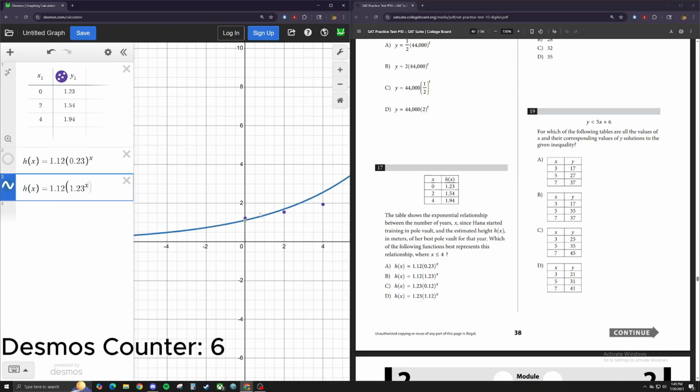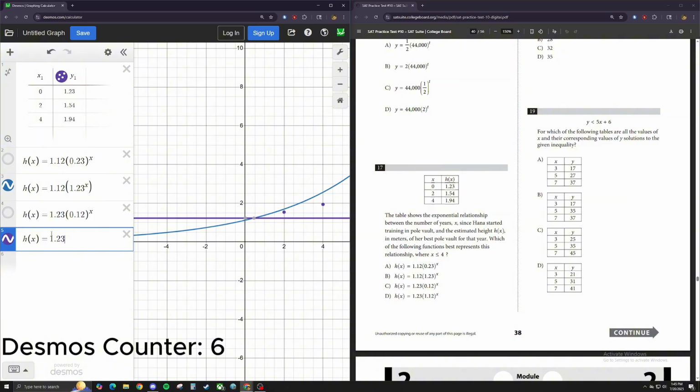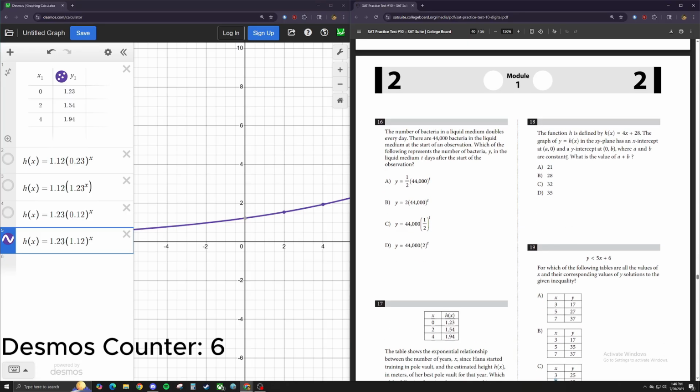Okay, this one, it's close, so let's keep that there to see if there's a better option. And then C is h of x equals 1.23 times 0.12 to the x. That one definitely doesn't fit. And then we have the last one to brute force. Oh, that one fits perfectly. So that's our answer, D. Next, the function is defined by this. What is a plus b?